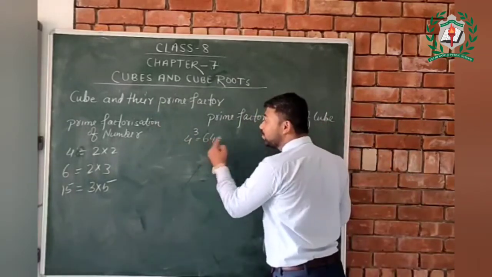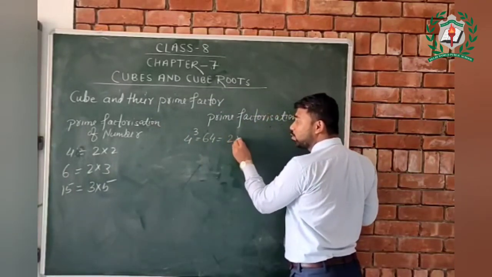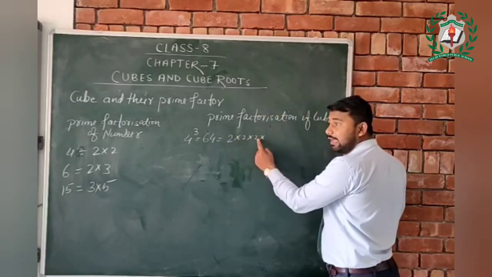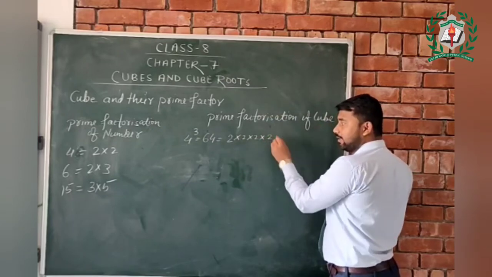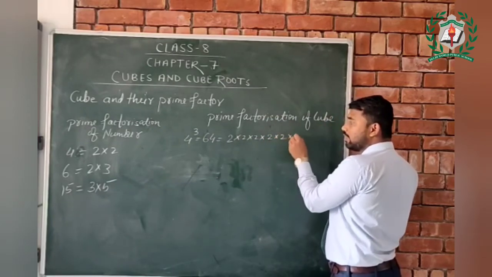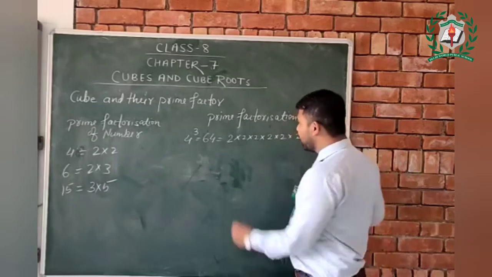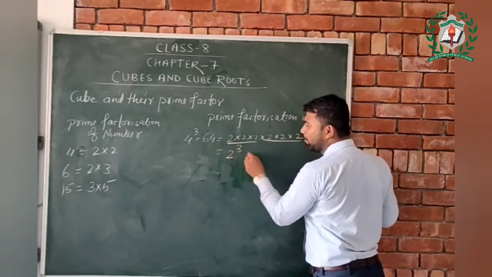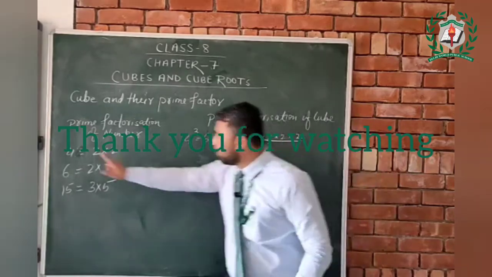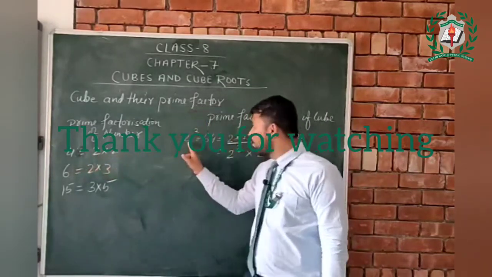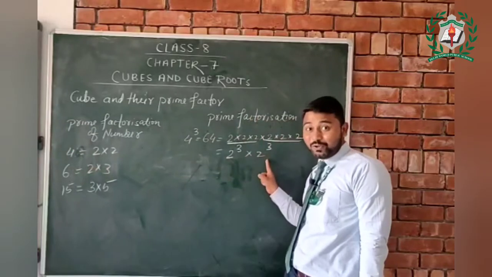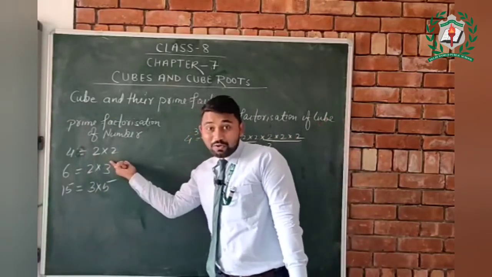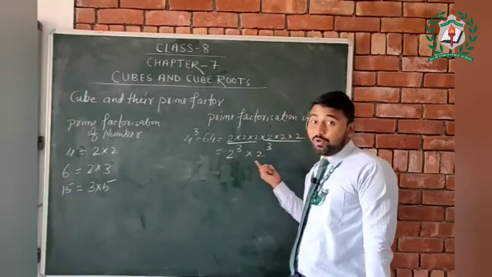For example, 4 cube is 64. 64 can be written as 2 into 2 into 2 into 2 into 2 into 2. 2 2s are 4, 2 4s are 8, then 16, 32, and 64. So you can make groups of 3. That equals 2 cube into 2 cube. 4 was 2 into 2, and 4 cube was 2 cube into 2 cube. Interesting, na? Yes.